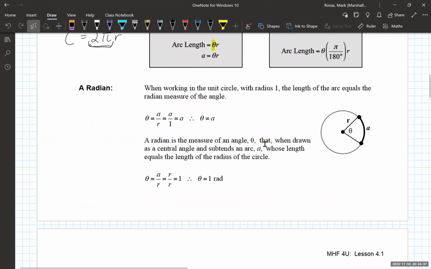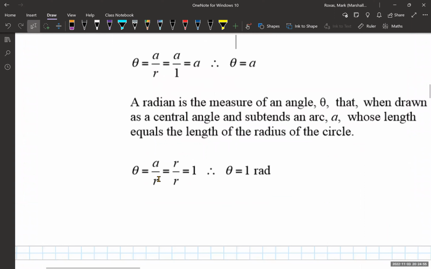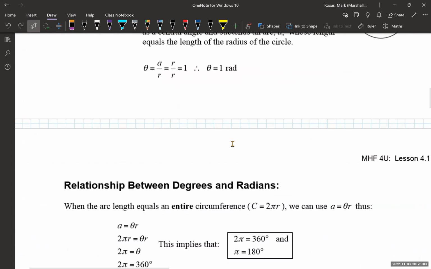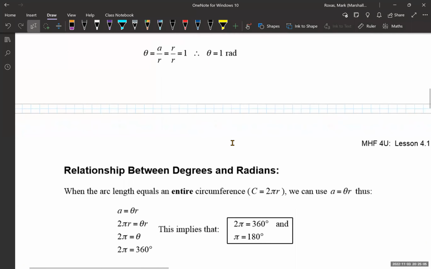So the radian is a measure of angle theta that, when drawn as a central angle, subtends an arc a whose length is equal to the length of the radius of the circle. So when the radius is the same as the arc length, where arc length is a, then r over r equals 1, and so we have a 1 radian angle.